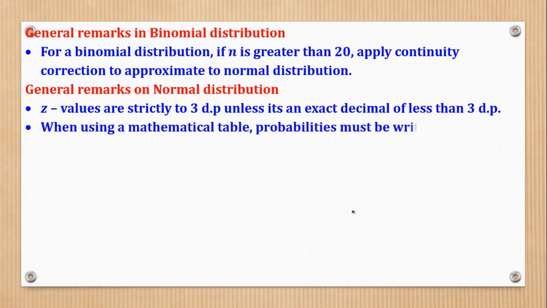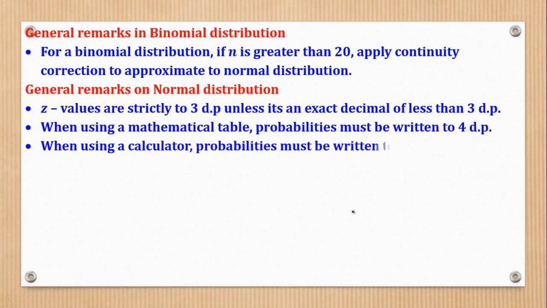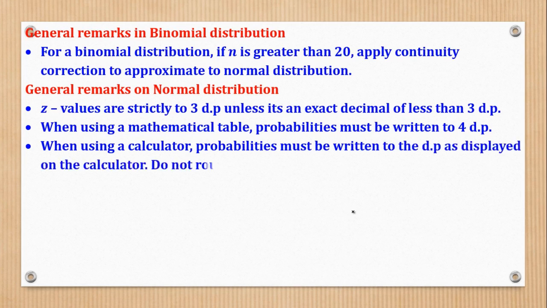Then when using a mathematical table, probabilities must be written to 4 decimal places. And when you're using a calculator, there we don't round off. When you're using a calculator, if the calculator gives you a value to 6 decimal places, write all the 6. If it gives a value to 5, write all the 5.